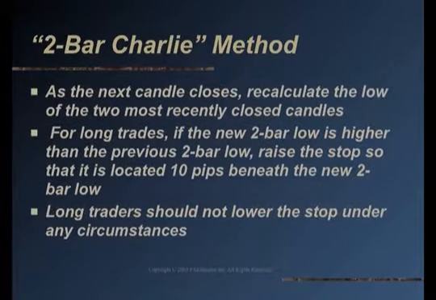Now, as each subsequent candle closes, we're going to recalculate the low of the two most recently closed candles. For long trades, if the new two-bar low is higher than the previous two-bar low, we'll raise the stop so that it is located 10 pips beneath the new two-bar low. In other words, if the price is moving higher, we're moving it up, but we're keeping it underneath the low of the two most recently closed candles. And of course, if we're long, we're not going to lower the stop under any circumstances.